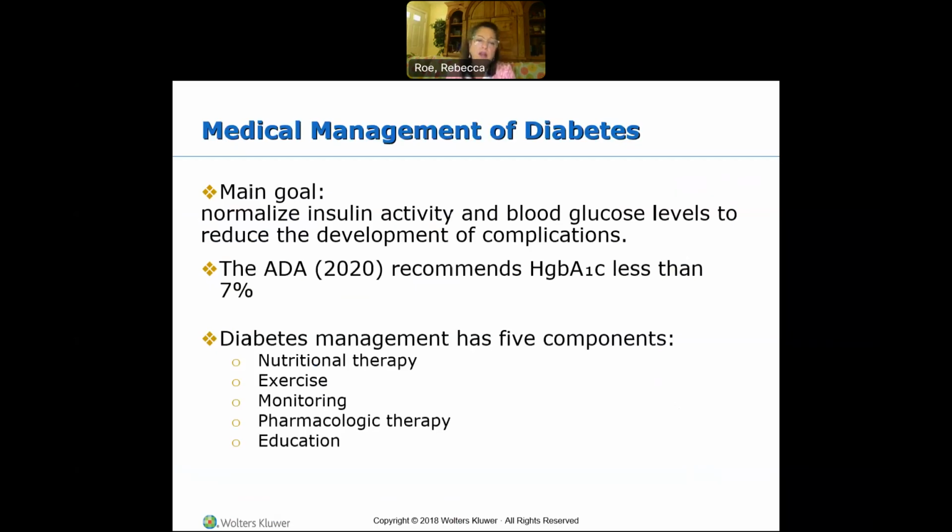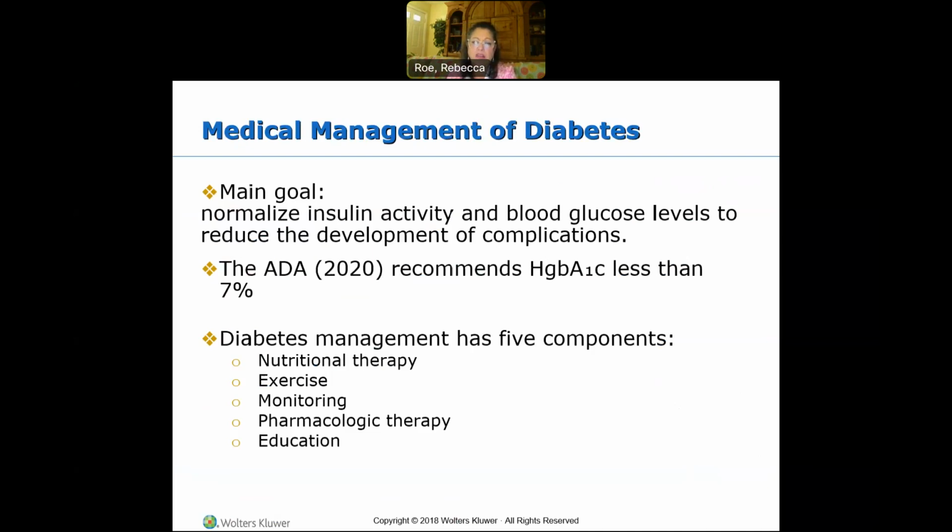The ADA in 2020 recommends that you have a hemoglobin A1C less than 7%. Normal folks walking around are looking at some HbA1c somewhere between 4.5 to 6, something like that. So keeping that below 7 is pretty good for diabetic management.